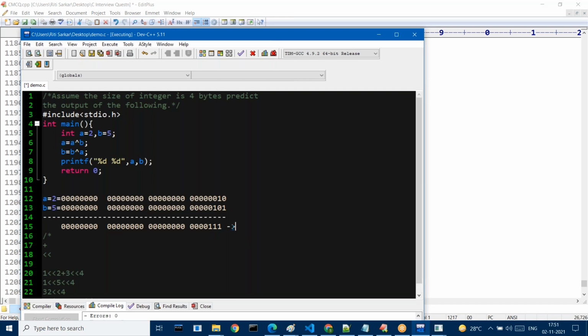So what is the value of A? A is equal to 7. Done. Next, B is equal to B XOR A. B XOR A means this part will now be XOR with A. What is the current value of A? 7. Current value of A is 7.